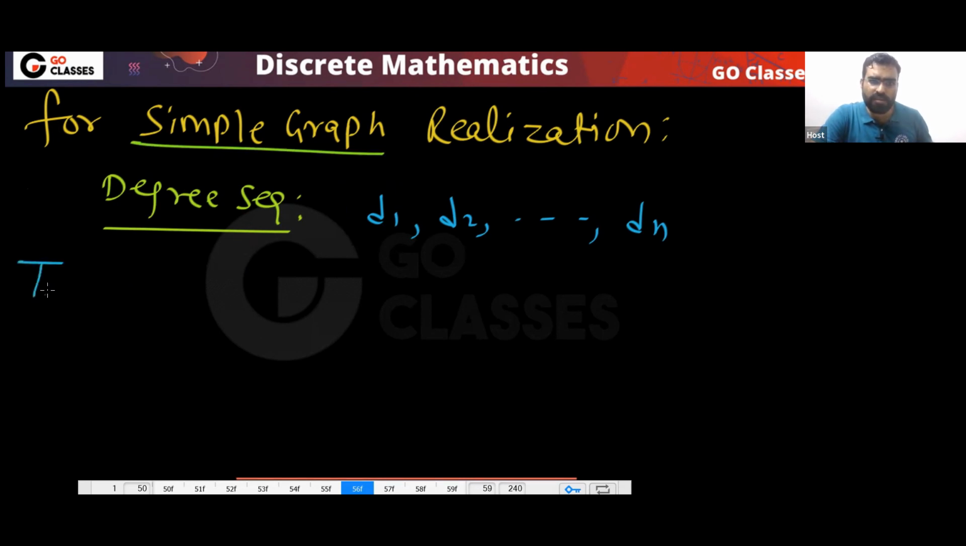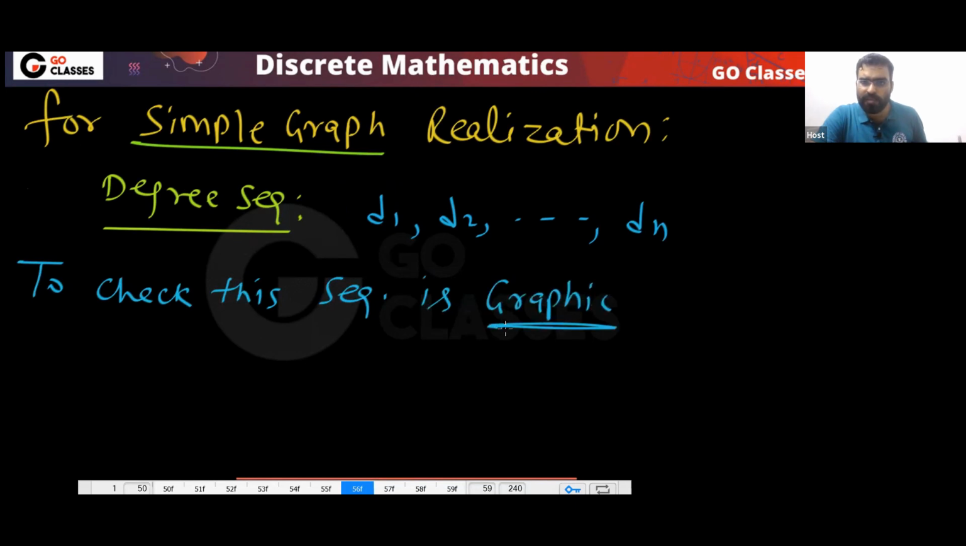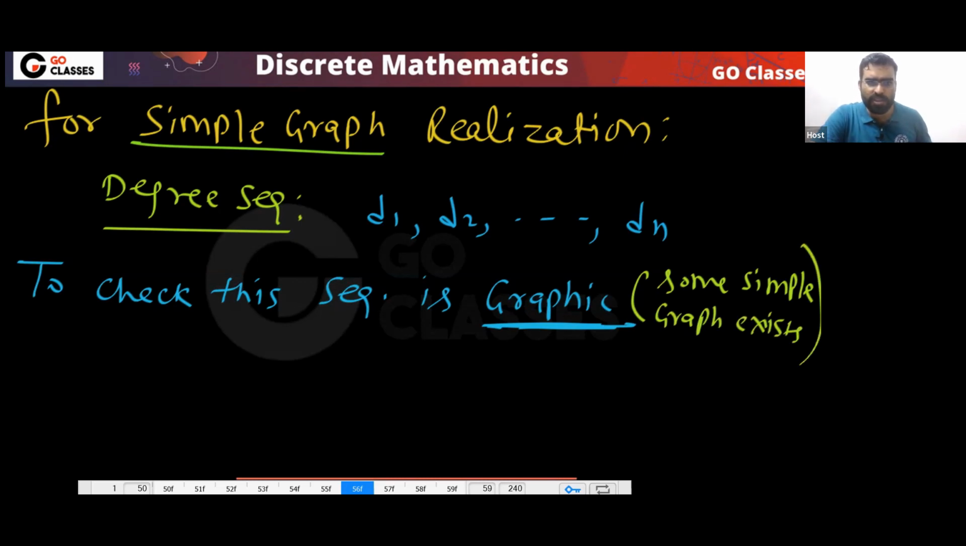To check whether the sequence is graphic or not. Remember, graphic basically means simple graph. This simply means some simple graph exists or not. Graphic means some simple graph exists or not. This is your definition of graphic.